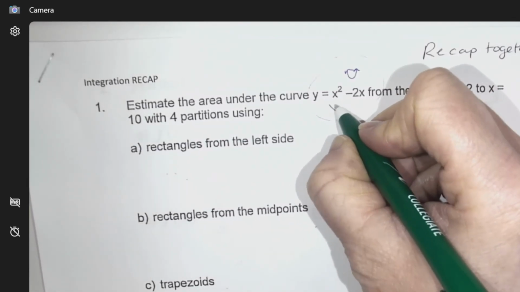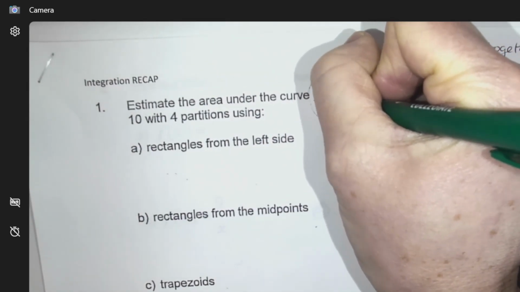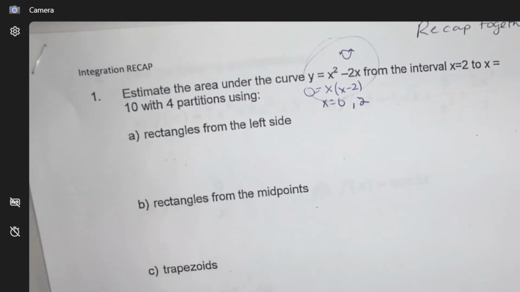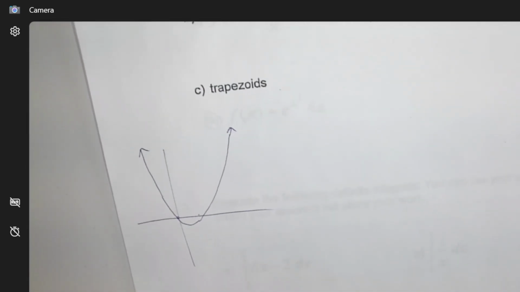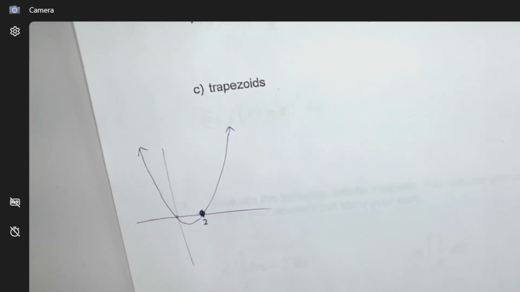I would probably GCF it. And understand there's x-intercepts at 0 and at 2. So the parabola will dip down in that region, right? Okay, and then it says we want to go from 2 to 10 using 4 sections.